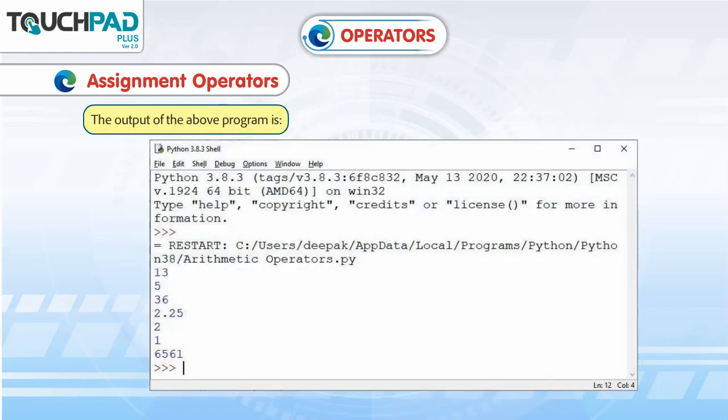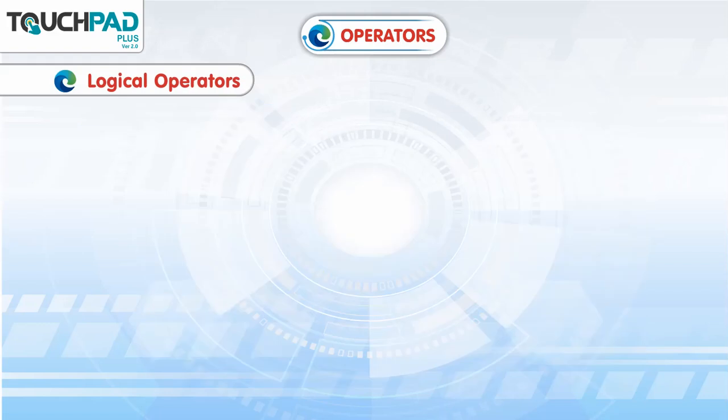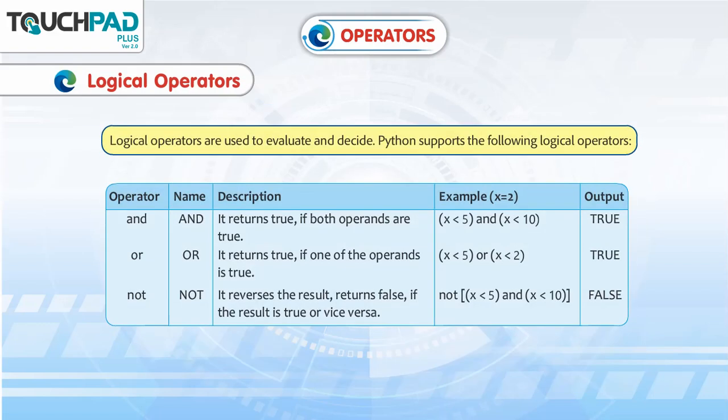The output of the program is shown. Next, logical operators. Logical operators are used to evaluate and decide. Python supports the following logical operators. Operator, name, description, example, x = 2. And returns true if both operands are true: x < 5 and x < 10. The output would be true.